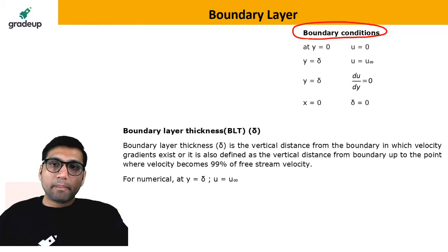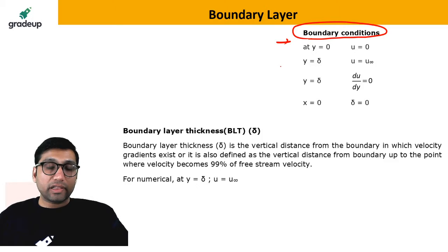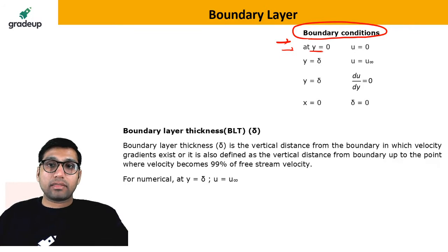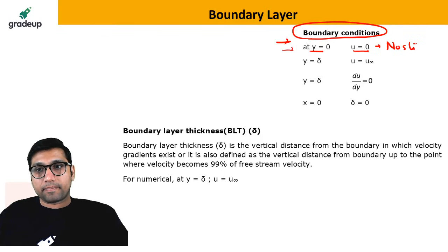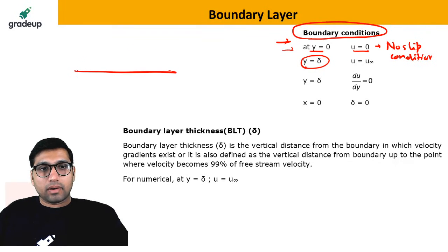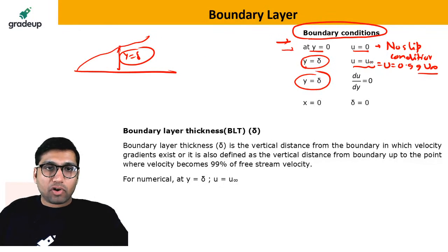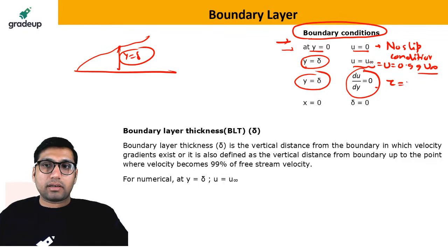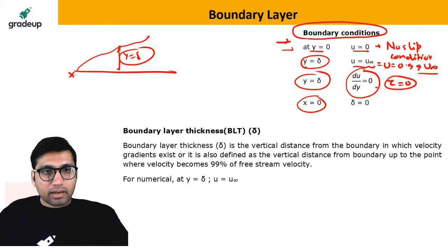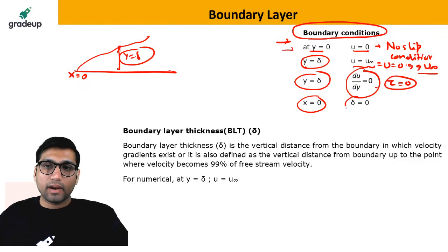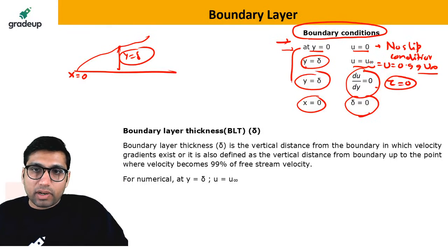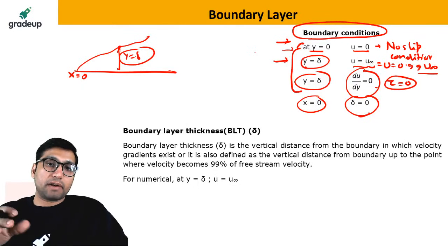Okay, there are some boundary conditions that you have to remember for solving boundary layer problems. At y equal to 0, u is equal to 0. This is called the no slip condition. At y equal to delta, u will become u infinity, or 0.99 times u infinity, the free stream velocity. At y equal to delta, the velocity gradient becomes 0, and so the shear stress becomes 0. At x equal to 0, that is at the start of the plate when the flow is about to start, delta will be 0. These are the three major boundary conditions you have to remember.